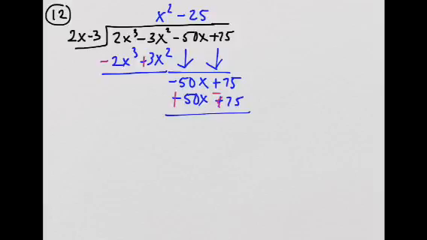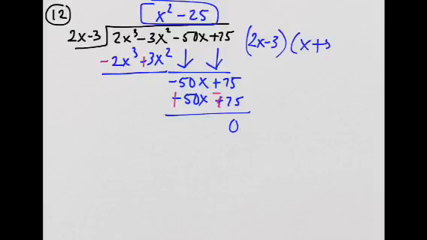The result is 0. So 2x minus 3 is a factor of this polynomial. But it also asked you to factor completely. So notice that the other factor is x squared minus 25. Well, that one factors further. So the complete factorization would be 2x minus 3, and then we have difference of squares, x plus 5, x minus 5. So this would be the complete factorization of the cubic, the dividend that we're dividing.